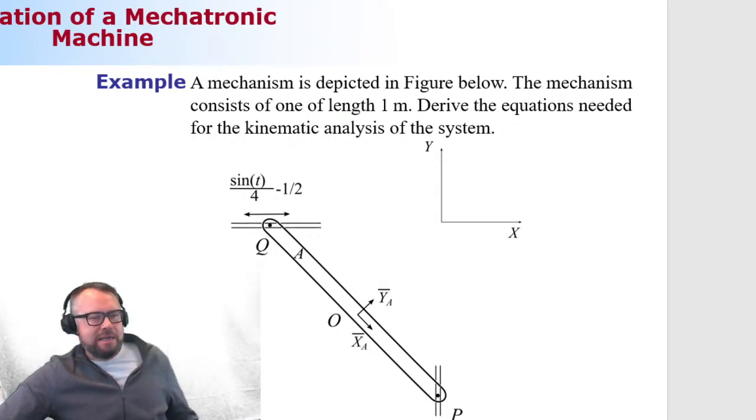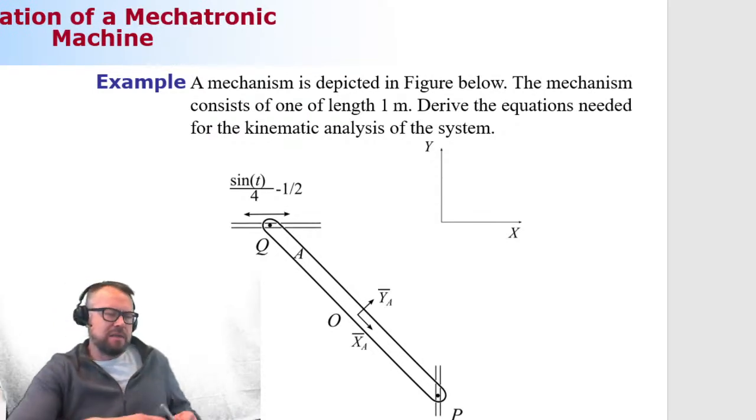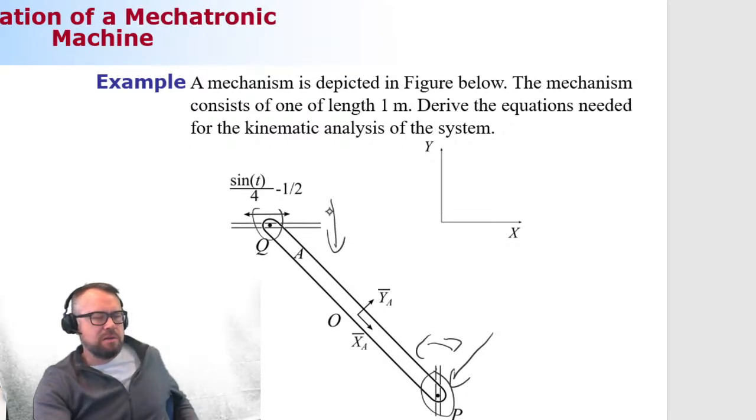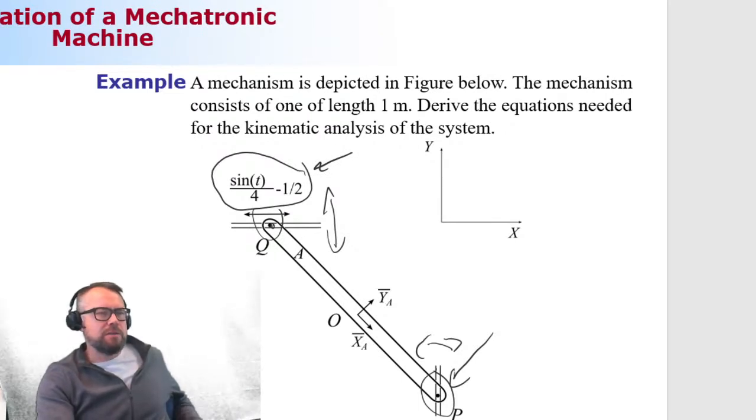Okay, so here's a not complicated mechanism, but a mechanism of some kind. This is one moving beam-like body that is constrained to ground by a primitive joint here. This primitive joint prevents the motion in the global x direction. Another primitive joint here does not allow this point to travel in the global y direction. And then there's a driven constraint, which says that this point has to travel according to this equation, which is sine of time divided by 4 minus 1 divided by 2.